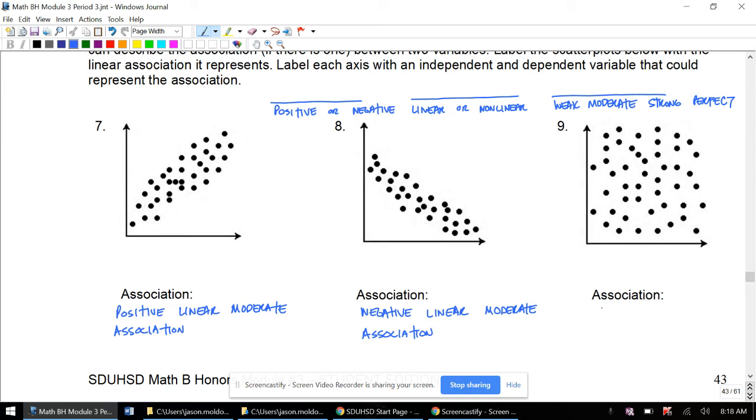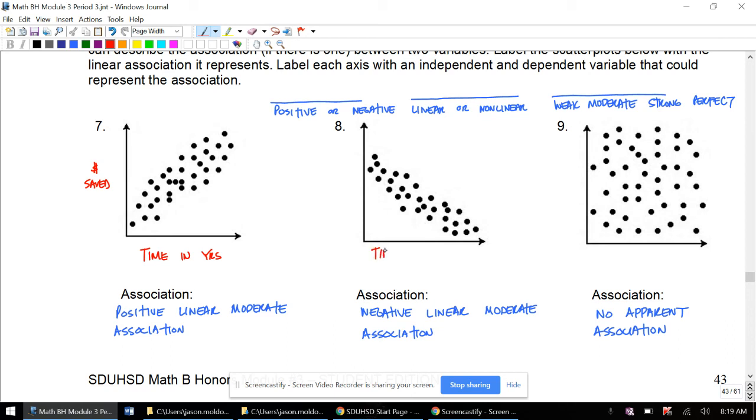And this last one is no association or no apparent association. And then we also were asked to put some labels here. For example, we could say that this is time in years, and maybe this is money saved. That if you're saving money, hopefully over time it increases.